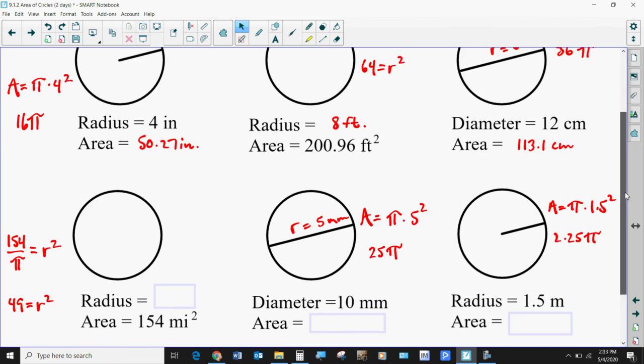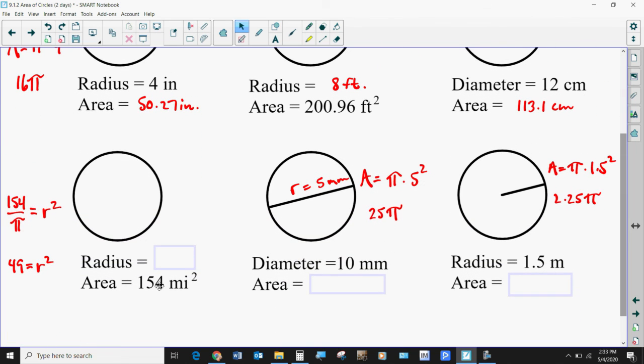Here, once again, we've got the area like we did for this problem here. We're trying to find the radius. So you're going to take 154 and divide it by pi, and you get something that's very close to 49, depending on which version of pi you use. So what number do you square or multiply times itself to give you 49? That is 7. So this must have a radius of 7 miles.